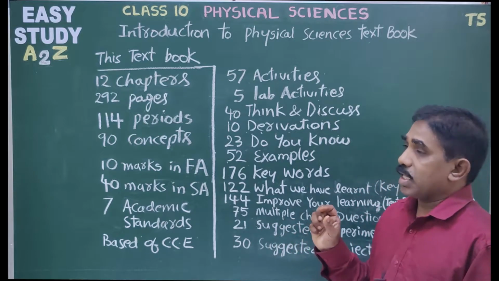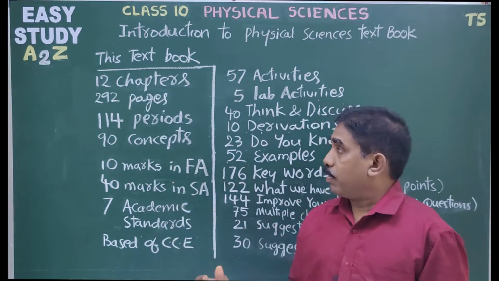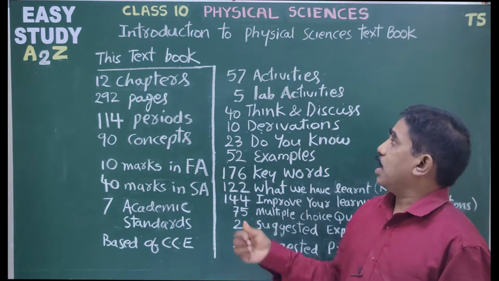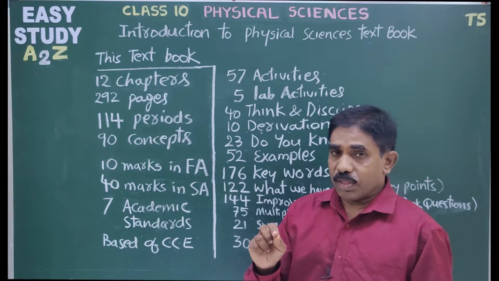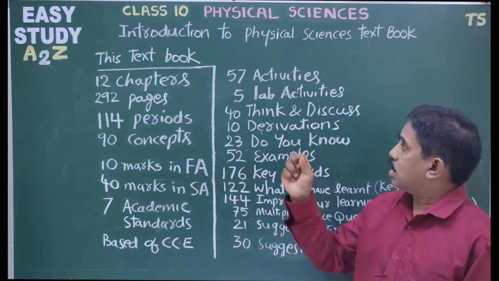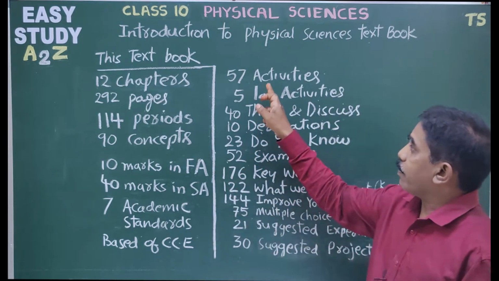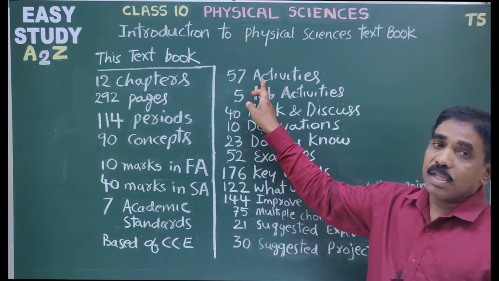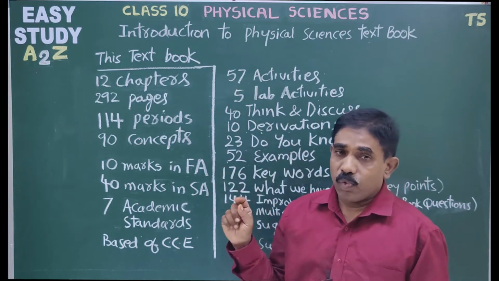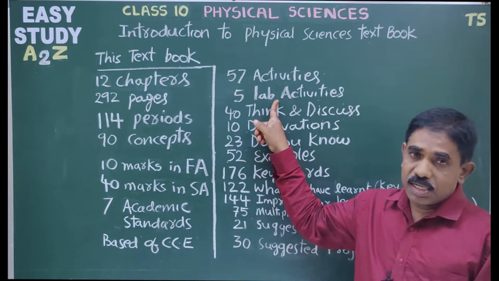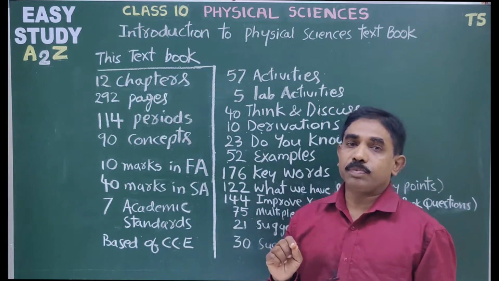Now, what is in the textbook? In each chapter you will have some prescribed activities, and like this some small activities will be given, and in each activity the student has to do some small activity, and from the activity he will gain some subject knowledge. Like this, we have 57 activities in the entire physical science textbook, and in addition to the activities we have 5 lab activities in this textbook. These lab activities can be considered as experiments also.